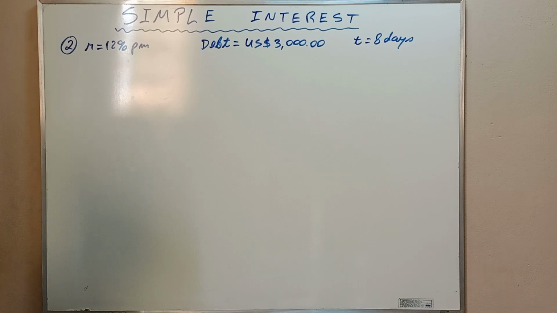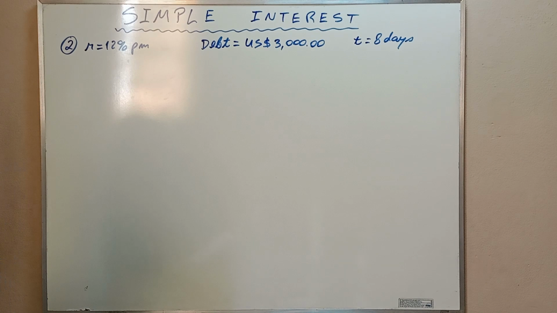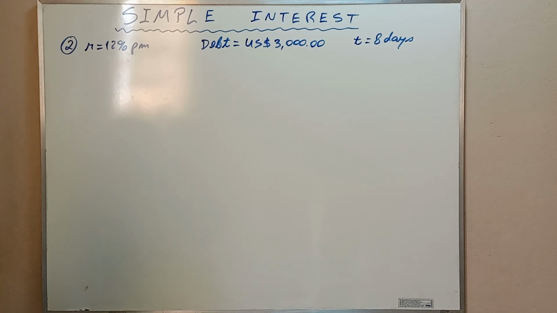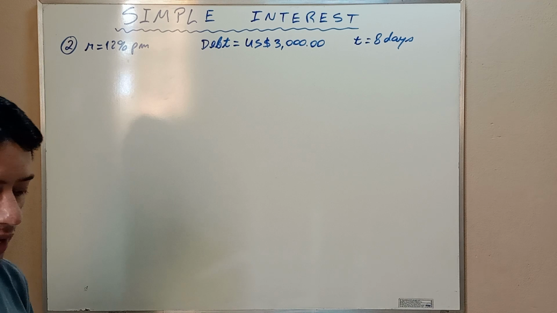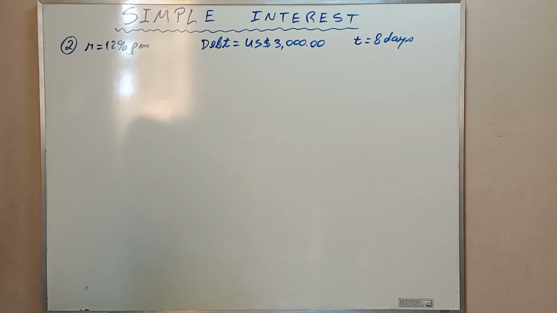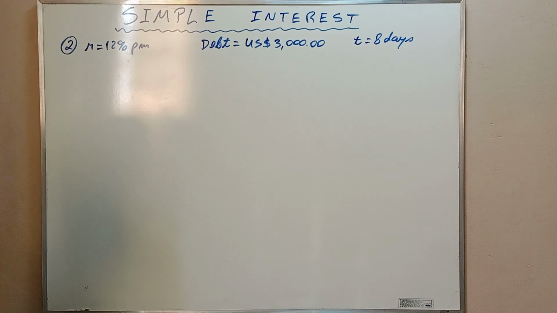Question number 2, my friends. A debt incurs a monthly interest rate of 12% if not paid by the due date. 12% per month. For payments made less than 1 month late, the debt is calculated using the simple interest method. Assuming a business month of 30 days, if the debt amount was $3,000 on the due date, how much must be paid if settled 8 days late? Alright, my friends, this is the question.